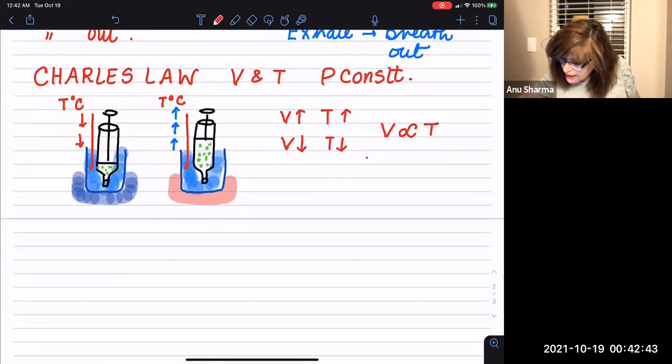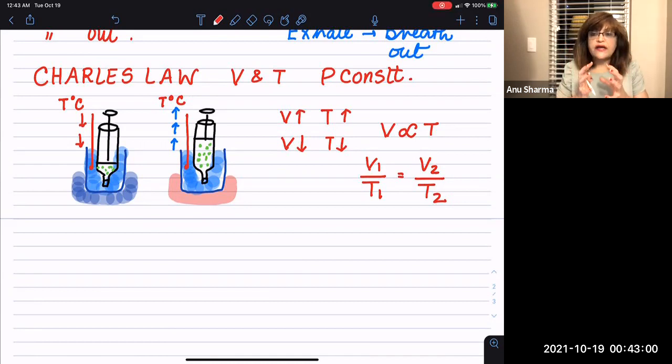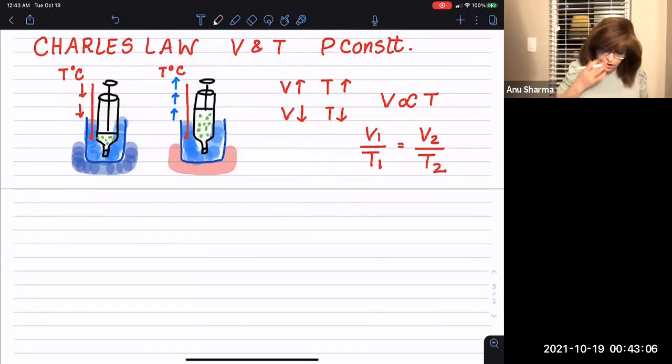Okay, so the formula is V1 over T1 is equal to V2 over T2. So as the temperature increases, we see the piston moving up, which means the gases expand and they push the piston. But when the temperature goes down, the gases contract and the piston also comes down. Okay, so here we see that in this case, there is this direct relationship.